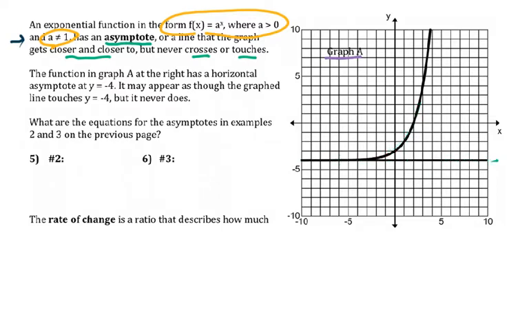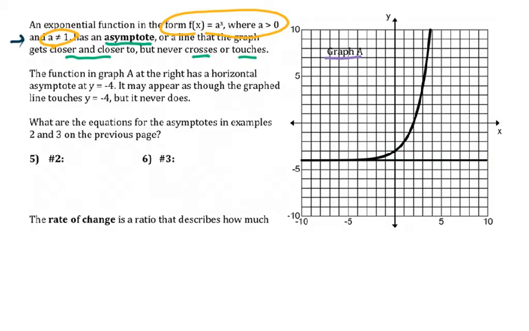Okay, it says the function in graph A at the right has a horizontal asymptote at y equals negative 4. So negative 1, 2, 3, 4. This is y equals negative 4. That's what this horizontal line is. It may appear as though the graph line touches y equals negative 4, but it actually never does.